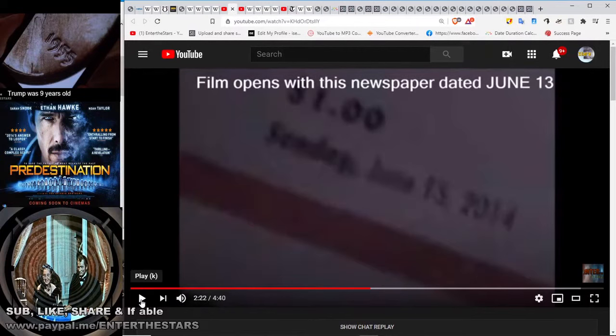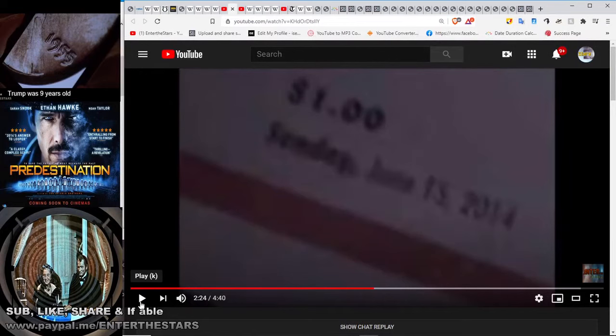Now, the beginning of this film opens with this newspaper, and it's dated June 13th. That's the day before Trump's birthday. Remember, I always look for several confirmations before putting together a decode like this, so I don't just assume everything has to do with Trump. This is the day before his birthday. It's actually Jason Voorhees' birthday, who was also born in the same year Donald Trump was born. We're going to be decoding Friday the 13th. I think that's tomorrow afternoon.